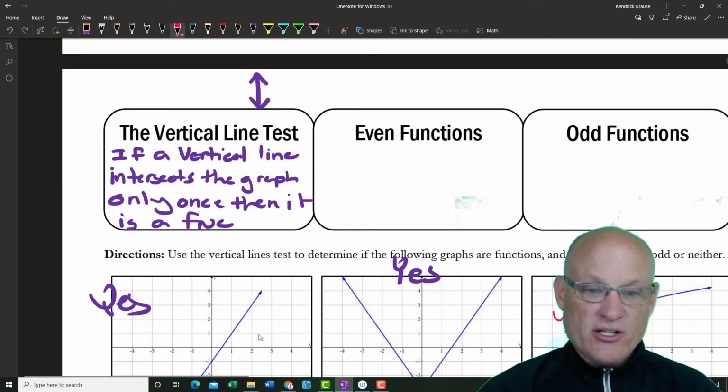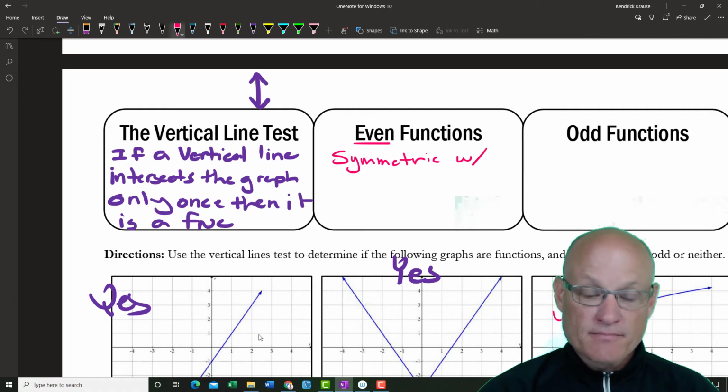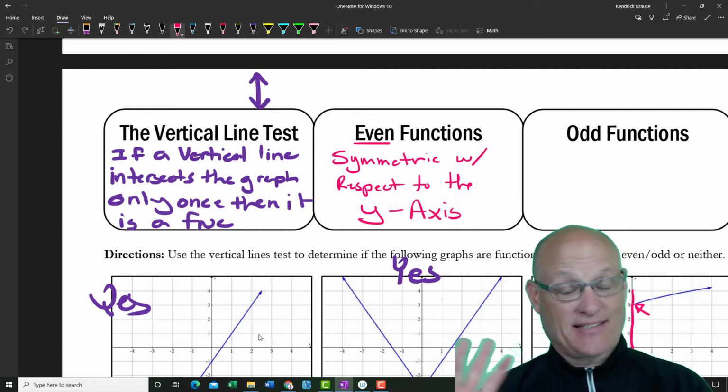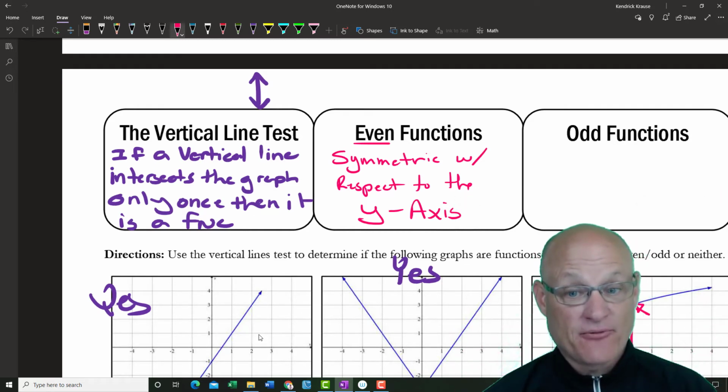Even functions. You'll know it's an even function if it is symmetric with respect to the y-axis. In other words, if you use the y-axis as a mirror and you see the exact same thing on the left and right, it's an even function.